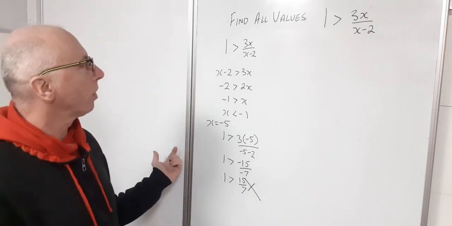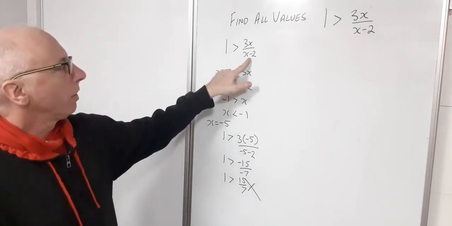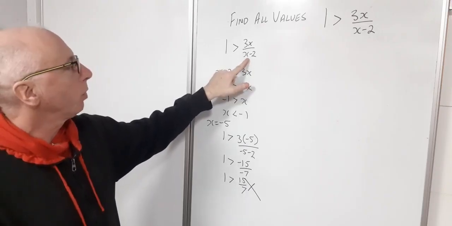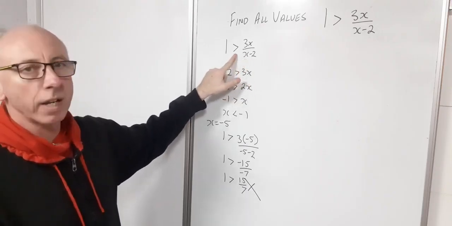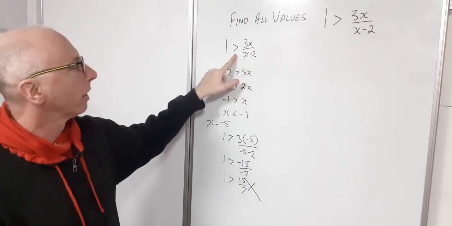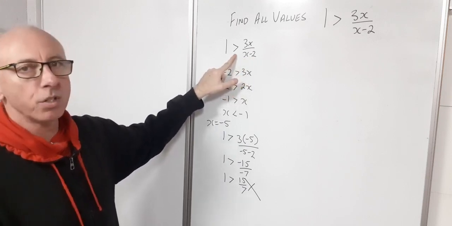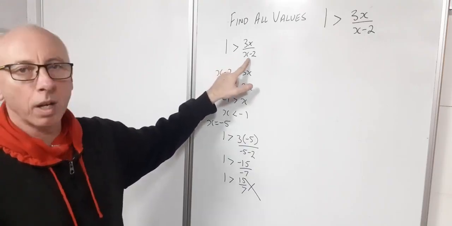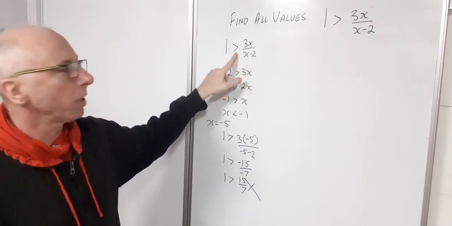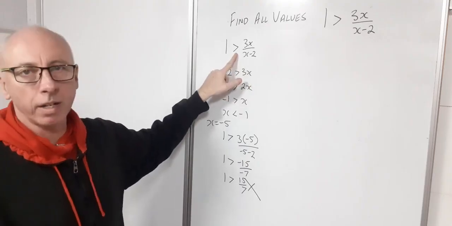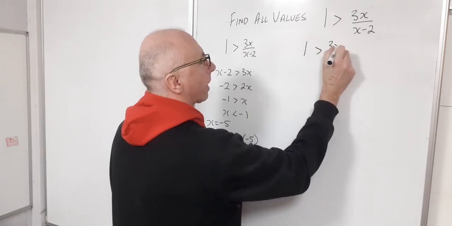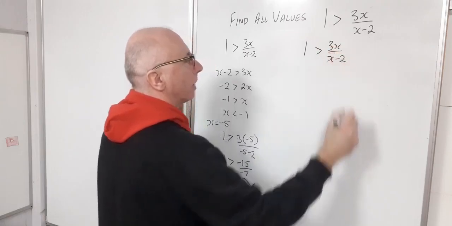So where did we go wrong? Well, first of all, if this here was a negative value, if we're going to multiply both sides by a negative, we'd have to change our inequality sign. So what we need to do now is change the way we go about solving this question, making sure we multiply by a positive number so we don't have to mess around with our inequality. So let's write 1 is greater than 3x over x minus 2.